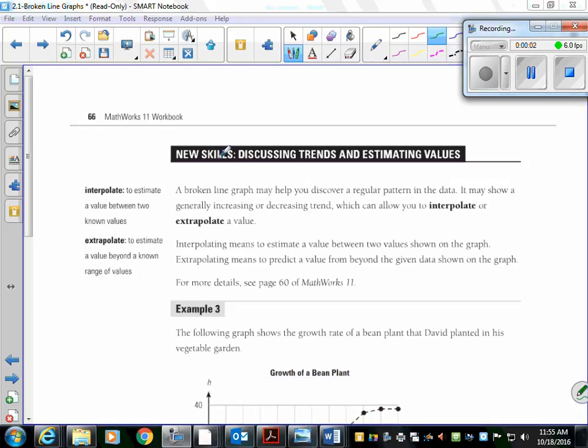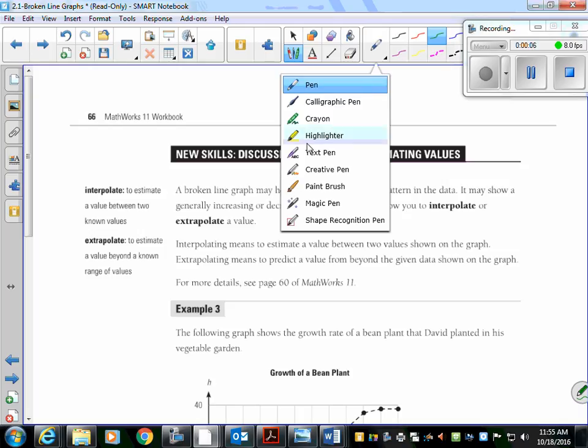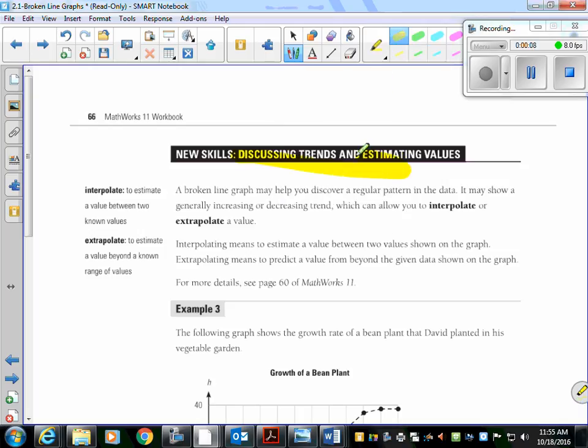So now we're looking at 2.1b. We're going to discuss some trends and estimate values. Okay, so not everything lines up on those perfect lines. So you're going to have to learn how to actually pick out some points. So the first thing is interpolate. It means to estimate between known values.